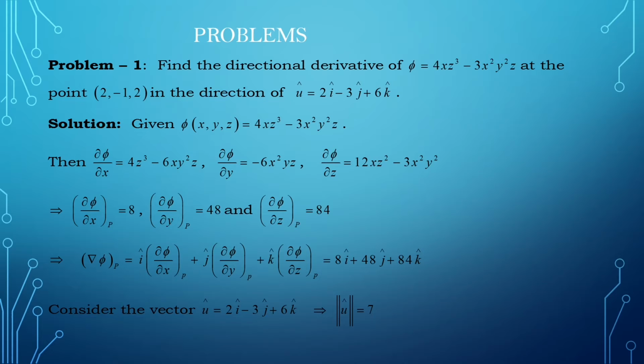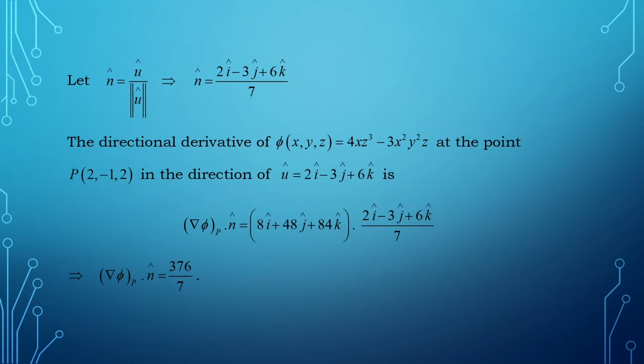Here we find del phi at the given point P(2, minus 1, 2). We obtain del phi at P equals 8i cap plus 48j cap plus 84k cap. Consider the given vector u cap equals 2i cap minus 3j cap plus 6k cap. Now we have to find its length or norm. Norm u cap becomes root over 2 square plus 3 square plus 6 square, which equals square root of 49, and it gives us norm u cap equals 7.